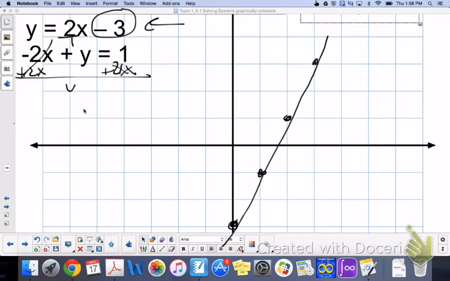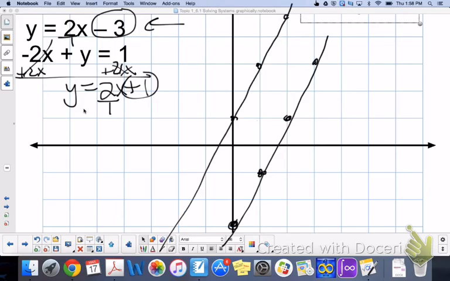The next one is, you know what, I'm just going to add this 2x over. So I get y equals 2x plus 1. Okay, on this one, my y-intercept is 1. My slope is 2 over 1, so up 2 over 1, up 2 over 1. What happens here? Do they meet? No, they are parallel, so there is no solution. Okay, no solution at all there.